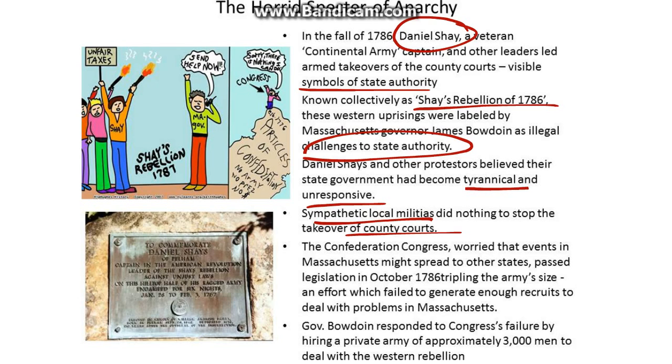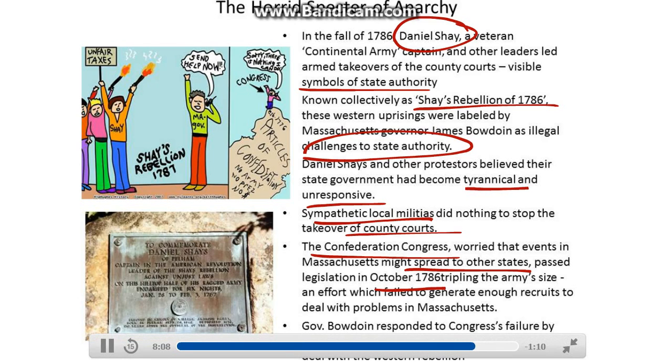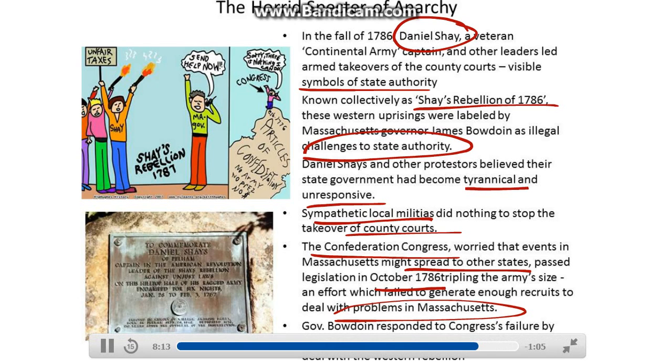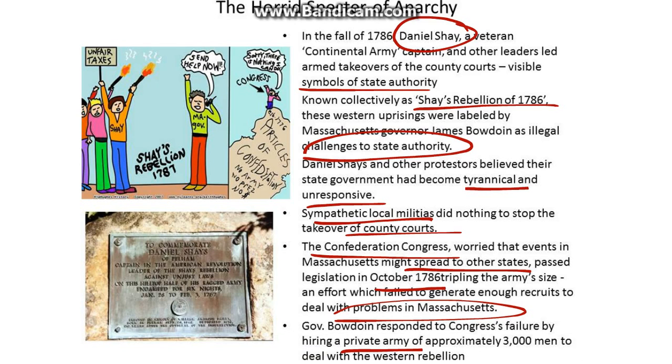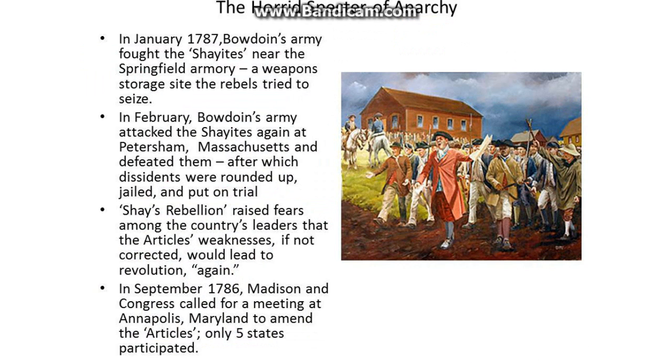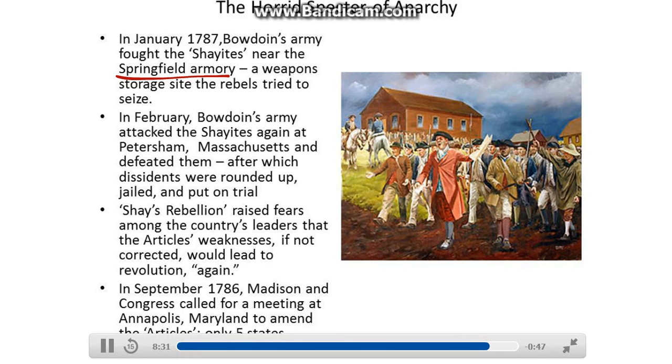The Confederation Congress, worried that events in Massachusetts might spread to other states, passed legislation in October 1786 tripling the Army's size, an effort which failed to generate enough recruits to deal with the problems in Massachusetts. Governor Bowdoin responded to Congress's failure by hiring a private army of approximately 3,000 men to deal with the Western Rebellion. In January 1787, Bowdoin's army fought the Shayites near a Springfield armory, a weapons storage site that the rebels had tried to seize.